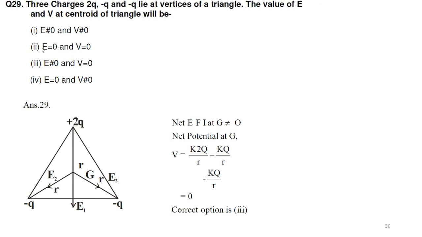Option 2 E is equal to 0 and V is equal to 0. Option 3 E is not equal to 0 and V is equal to 0. Option 4 E is equal to 0 and V not equal to 0. The diagram is given. According to the key, correct option is option 3. That is E not equal to 0 and V is equal to 0.